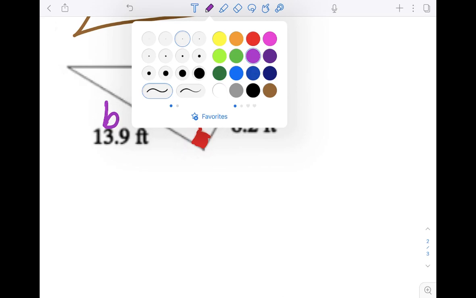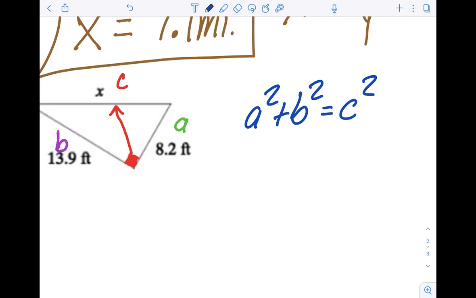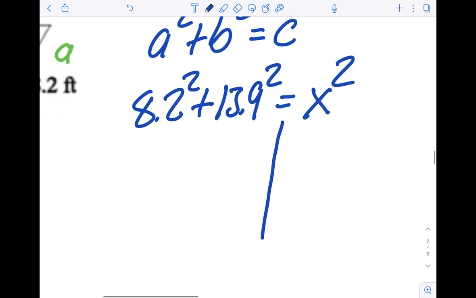Then we use our formula, which we know is a squared plus b squared equals c squared. Now let us substitute for a, b, and c, right? A is 8.2, so I'm going to say 8.2 squared plus b is 13.9. 13.9 squared is equal to c, which is x, is equal to x squared, right? So I want to solve for x. I want to get this x by itself, so I got to move that square, right? So boom, look at that.